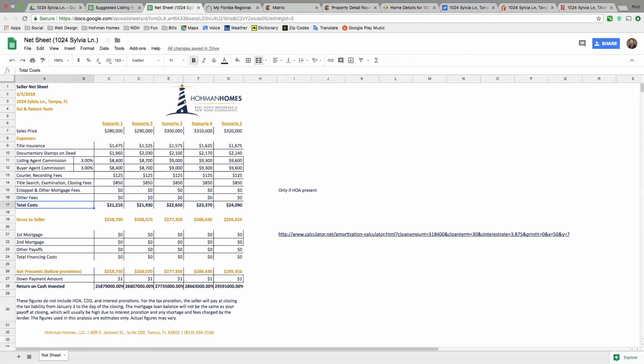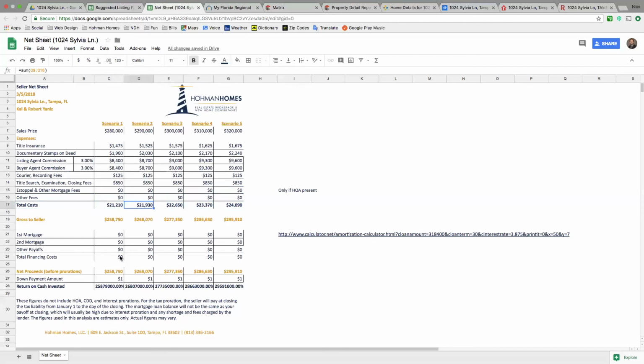And so now we can say, okay, here you go, sellers. This is what you can expect your costs are going to be when we as real estate agents and title companies list your home and close your home. But that's just one portion of it. So that is the cost of it. Now we need to figure out what the net is going to be.